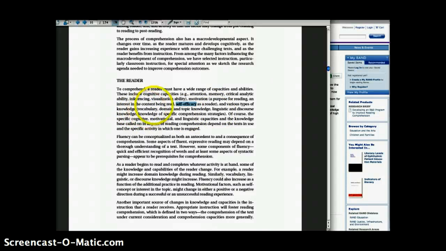And then there's other types of knowledge the reader brings. There's knowledge of the vocabulary. There's knowledge of the specific topic. So if you're reading about cell growth, does the reader know about cell growth? There's linguistic or knowledge about language and text structures. And then there's also discourse, which is that disciplinary knowledge. And then there's knowledge of comprehension strategies.